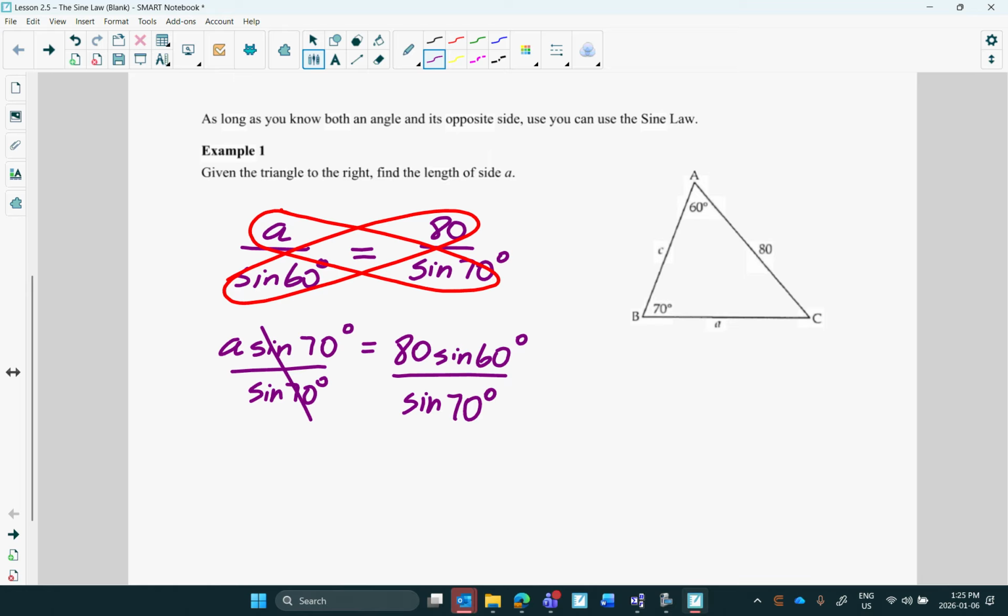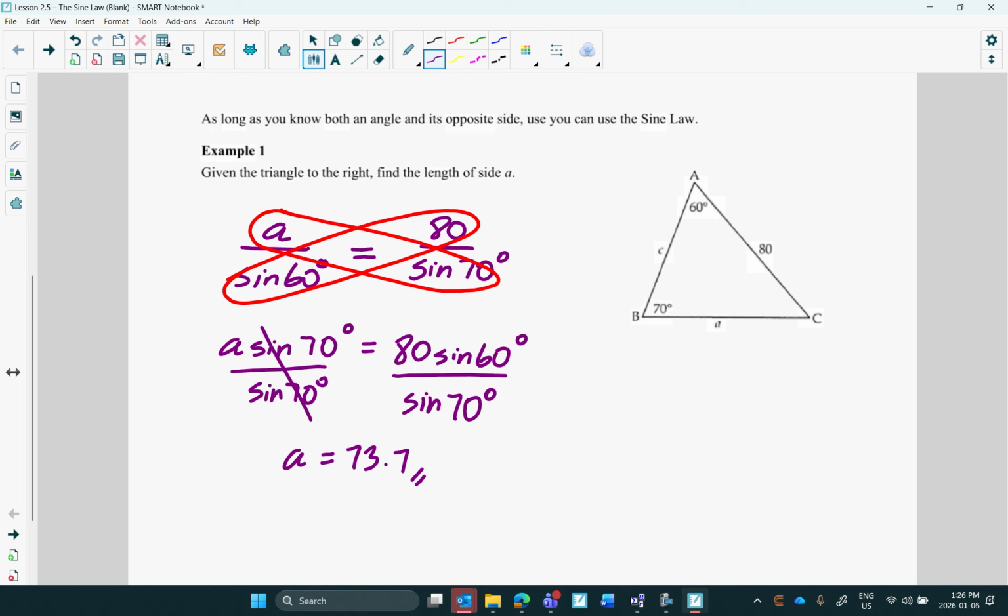So with sine law, you want to set up a single fraction on either side, cross multiply to get rid of the fractions, do some more algebra to get the unknown by itself, and then use your calculator to find your answer. Okay?